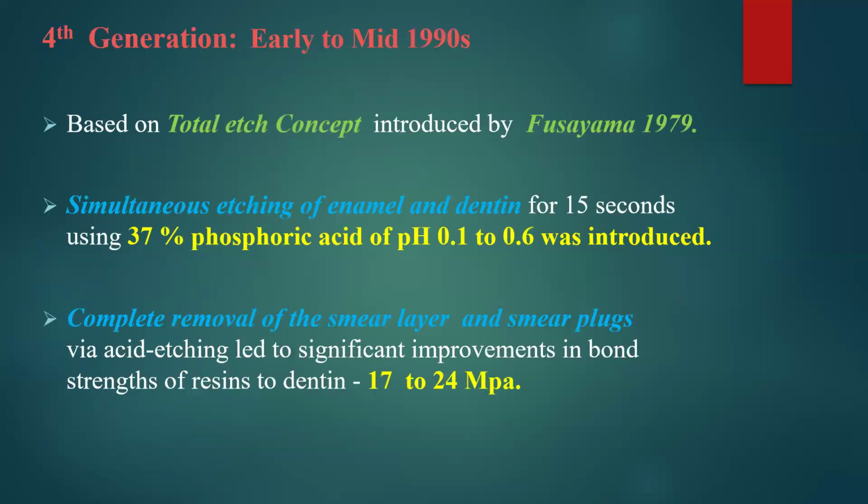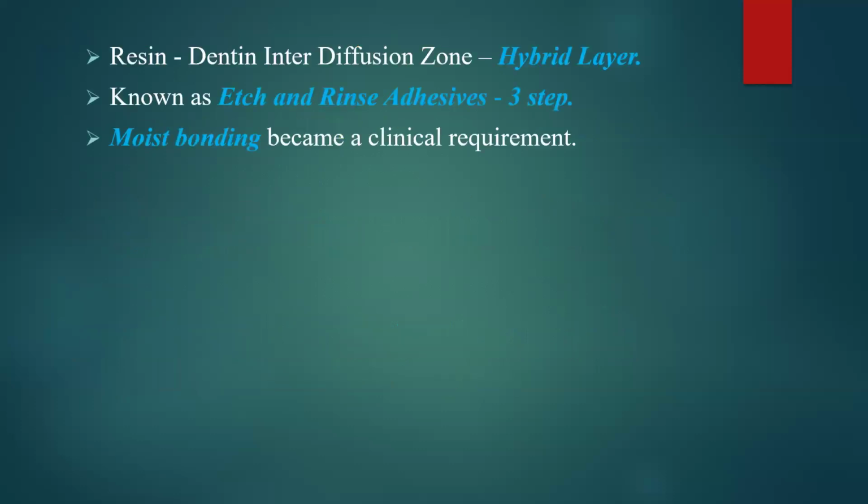Coming to the fourth generation dentin bonding agent, this was based upon the total etch concept which was introduced by Fusayama in 1979. There was a simultaneous etching of enamel and dentin for 15 seconds using 37% phosphoric acid of pH 0.1 to 0.6. The complete removal of the smear layer and smear plugs via acid etching led to significant improvement in the bond strength of the resins to dentin, which is seen as 17 to 24 megapascal. The resin interim addition was the hybrid layer, which was known as the H&N adhesive, which is a three-step procedure, and moist bonding became a clinical requirement.